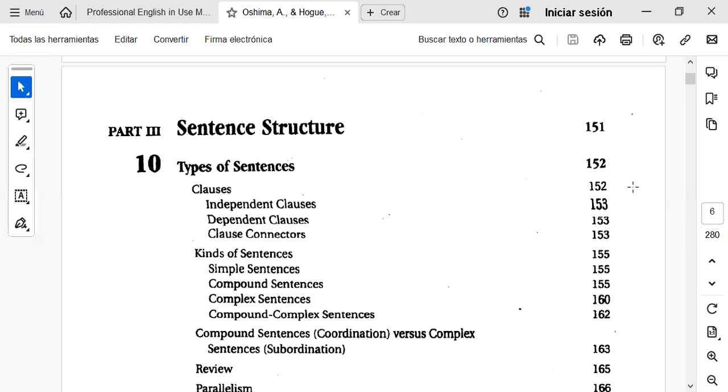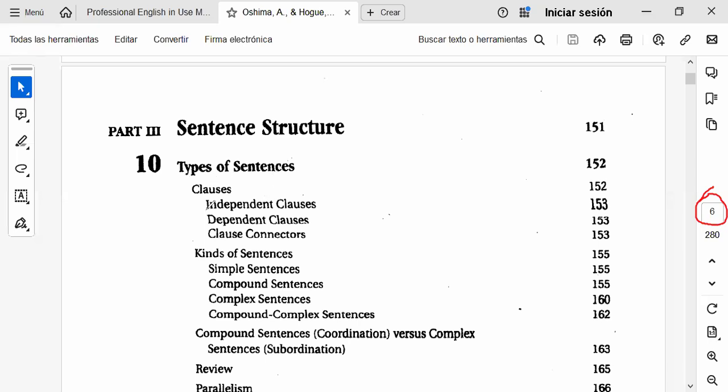For example, here from page one, here in the book, 151, but if you want to look in the computer, you have to use this tool. And we're going to go to page 169, I think. Okay. Can you see types of sentences?